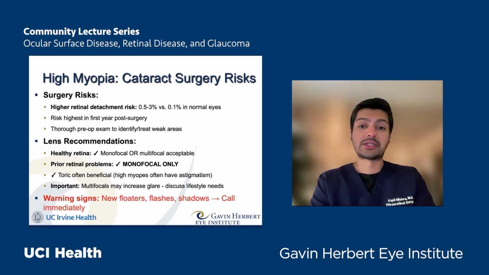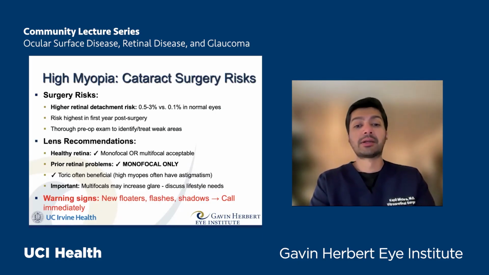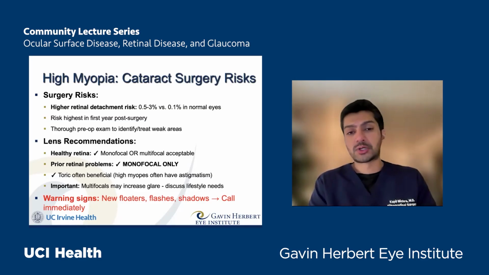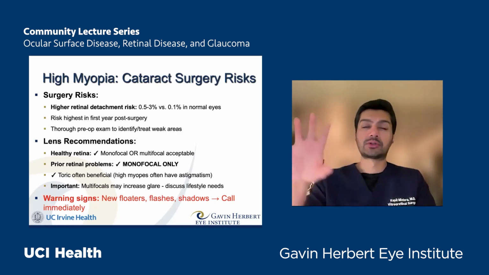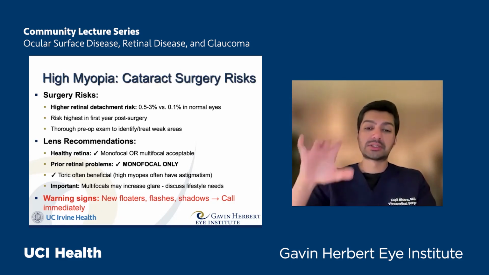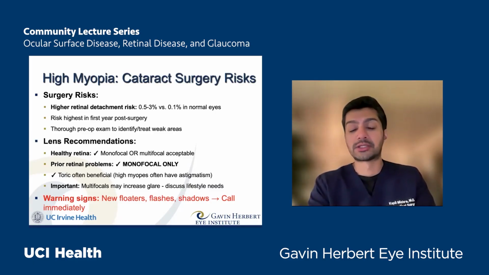In terms of lens recommendations, if you're highly myopic, but your retina looks totally fine in the center, then it's totally okay to go over all the lens options with your cataract surgeon. But if there are advanced retinal issues in the center, such as very advanced traction, a lot of bleeding that's happened in the past, then a monofocal lens may be more appropriate. Anytime you undergo cataract surgery, really with any of these conditions, and you start to see new floaters, which look like a lot of bugs in your vision, or you start to see new flashing lights, or you see a missing part of your vision, like a curtain or shadow, make sure to call immediately.